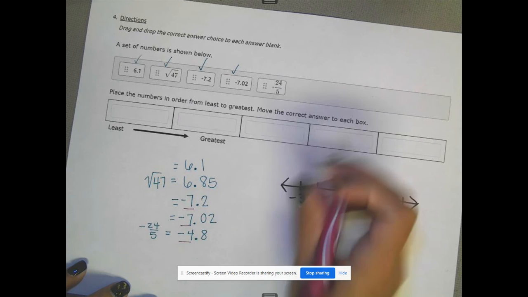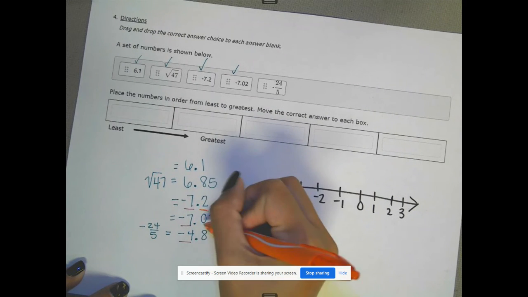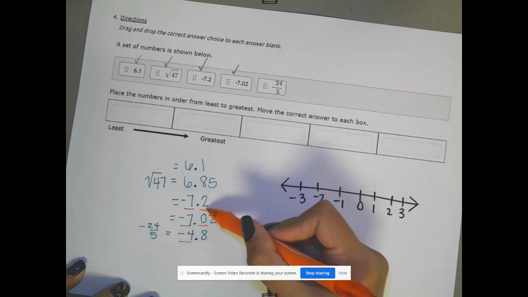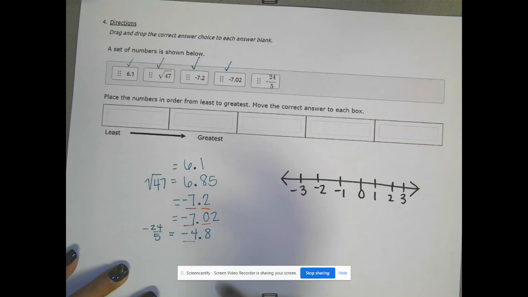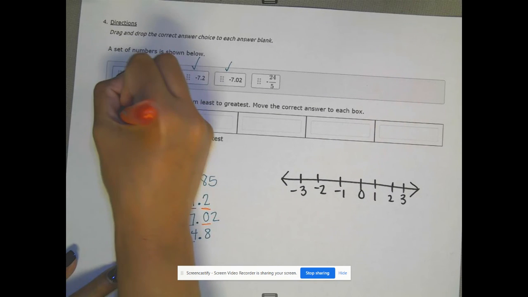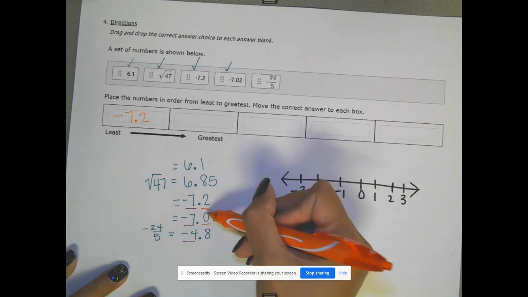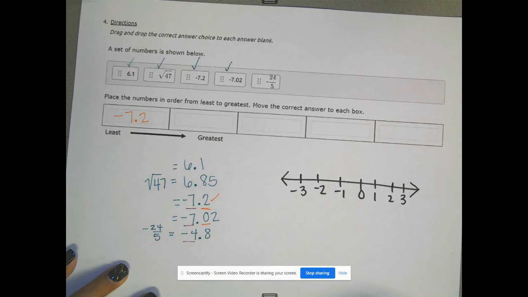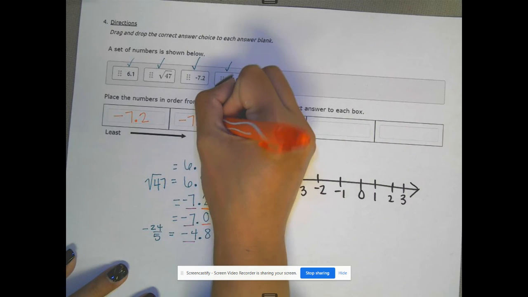Now, the negative 7s are the same, so I'm going to go to the next place. And I have 2 and I have 0. So again, thinking which one is further than 0 because I'm on the negative side, that's going to tell me that negative 7.2 should go first because 2 is further away from 0. So then next, I would have to use the 0. So negative 7.02.